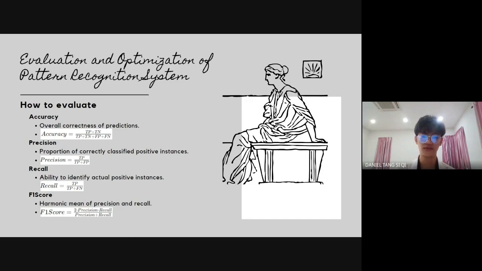Accuracy measures the overall correctness of the system's predictions. It is calculated as the ratio of correctly classified instances to the total instances. Precision focuses on the positive class and measures the ratio of correctly classified positive instances to all instances classified as positive. Then recall measures the system's ability to correctly identify positive instances from all actual positive instances. The F1 score is the harmonic mean of precision and recall, providing a balanced measure of the model's performance.